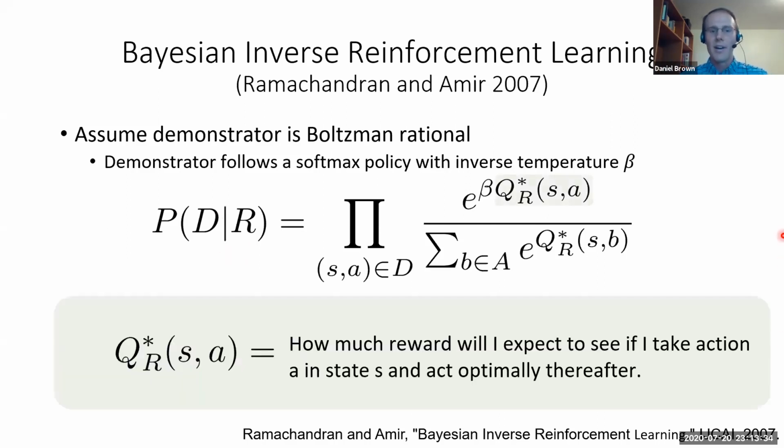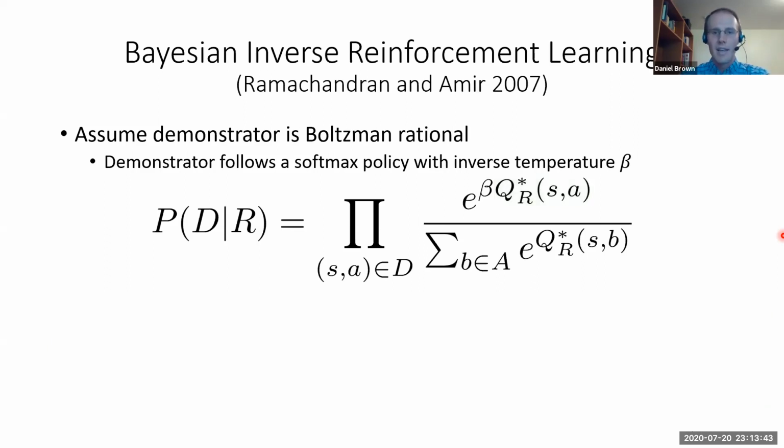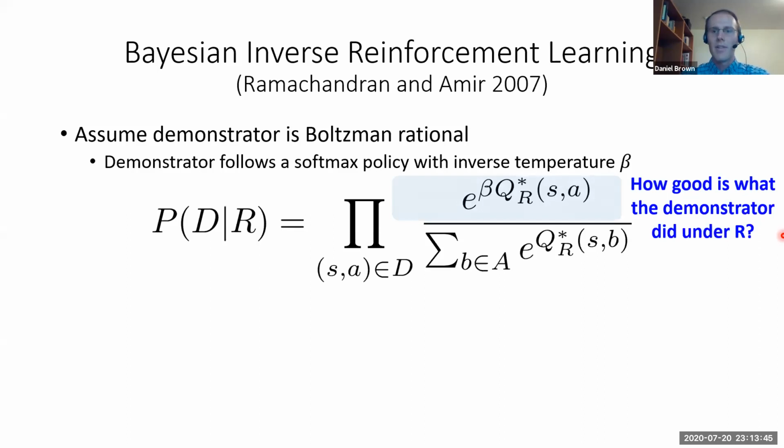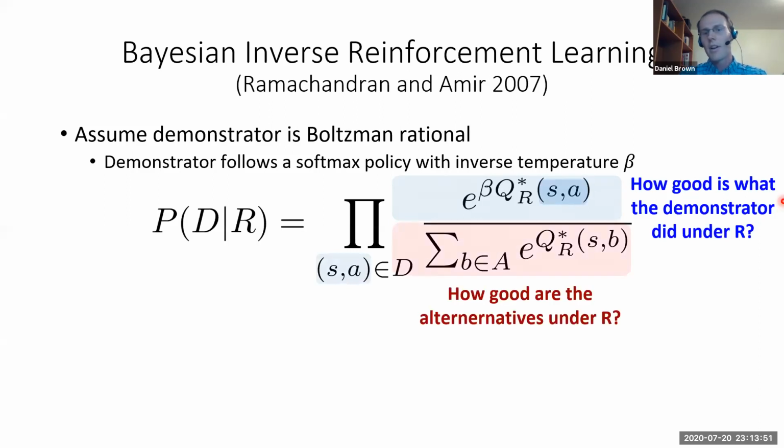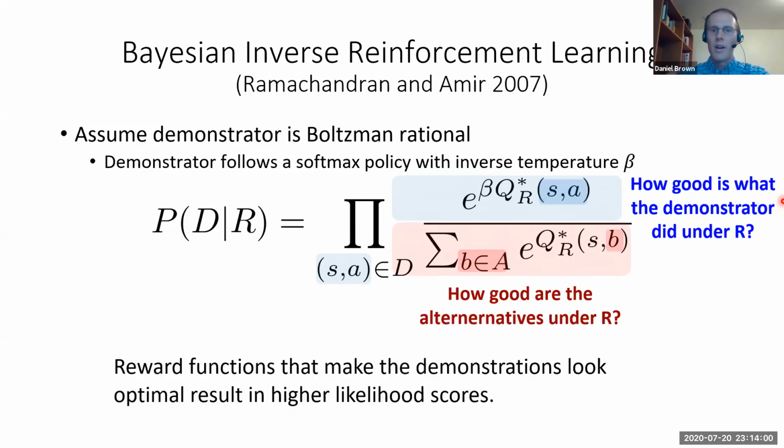Q star here is how much reward I expect to see if I take action A in state S and act optimally thereafter. So, how good is action A in state S? We have this ratio of how good is what the demonstrator did, our state-action pair from the demonstration, compared to how good are the alternatives. If I look at other actions the demonstrator could have taken, how good do those look? Given some hypothesis, we want to evaluate this.